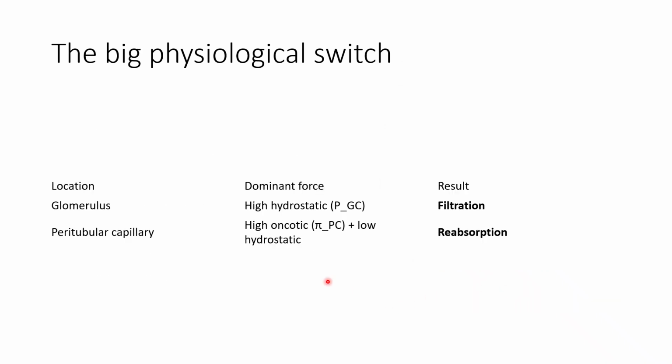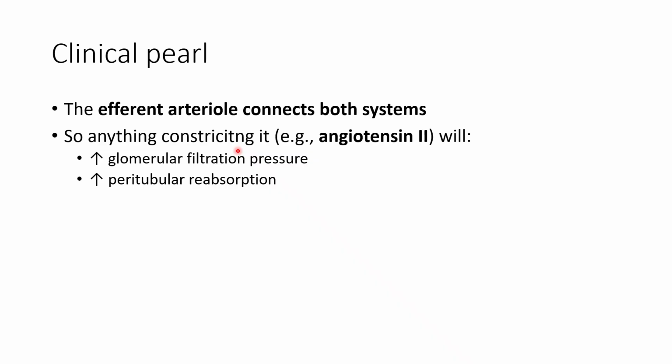So what is the switch happening? At glomerulus, the dominant force is the high hydrostatic pressure. However, in the peritubular capillary, it is the high oncotic pressure. Because here we need fluid to filter out and here we need the fluid to get reabsorbed. So now the clinical condition is that this glomerulus and that peritubular capillaries are connected through efferent arteriole. If anything constricts the efferent arteriole, it will increase both GFR and peritubular reabsorption. And this synergistic increase is the glomerular-tubular balance. That is how the constant fraction being reabsorbed through the PCT remains the same. As if the GFR is increased, so is the peritubular reabsorption.